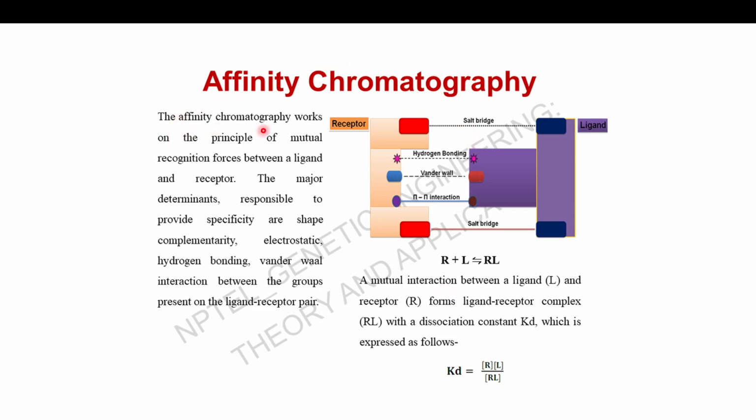Now affinity chromatography works on the principle of mutual recognition forces between a ligand and a receptor, like we talked about. Nickel NTA chromatography is a type of affinity chromatography. So what does it really make use of? The major determinants responsible for providing specificity are the shape complementarity, electrostatic interactions, hydrogen bonding, and van der Waals interactions between the groups present on the ligand and the receptor pair. Okay. So this is the receptor R and the ligand.